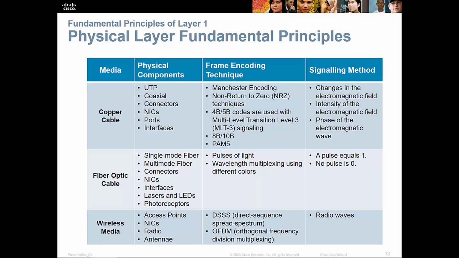If we're talking fiber, we're talking single mode or multi-mode, and that's pulses of light or the wavelength being multiplexed, different colors. The signaling methodology there is pulse or no pulse, very similar to a electromagnetic pulse. Wireless is going to be an access point, maybe radio or an antenna. And there are several different types of encoding techniques here. Frequency hopping is left off, but we have DSSS or direct sequence spread spectrum or our OFDM. All of those signaling methods for our wireless are radio waves.